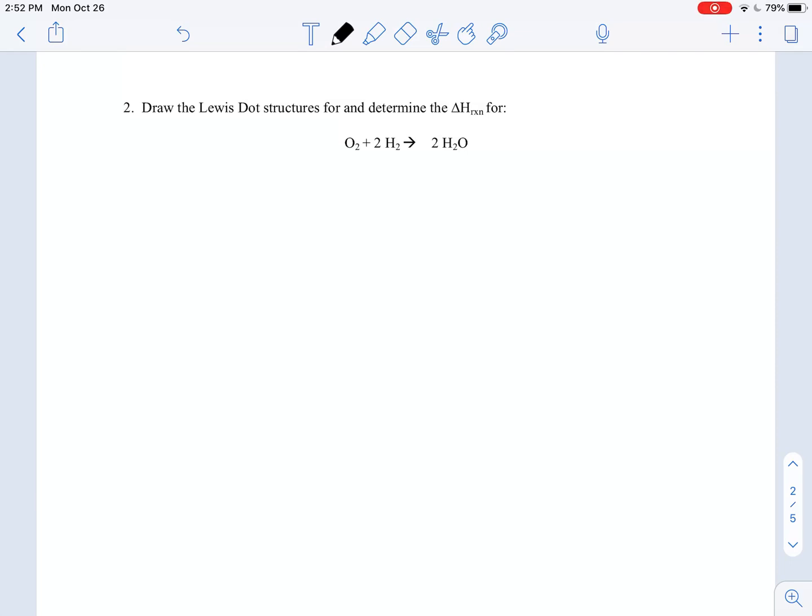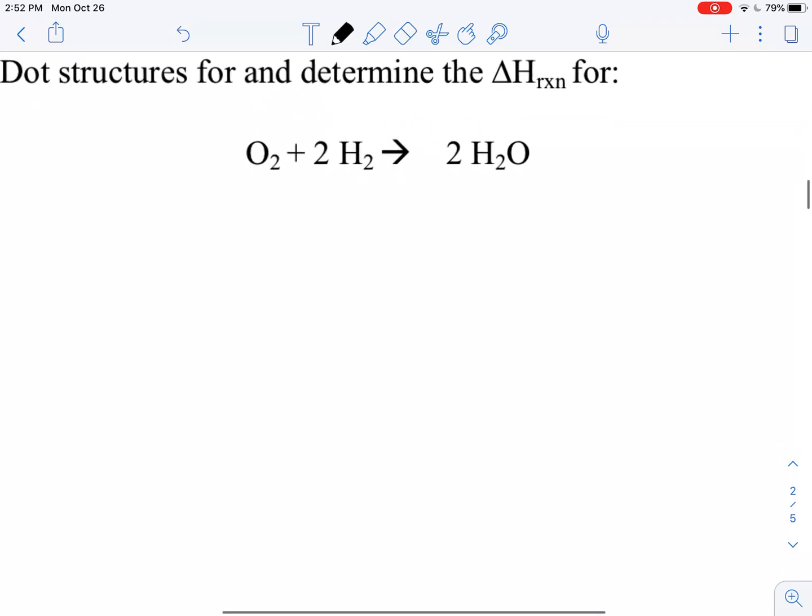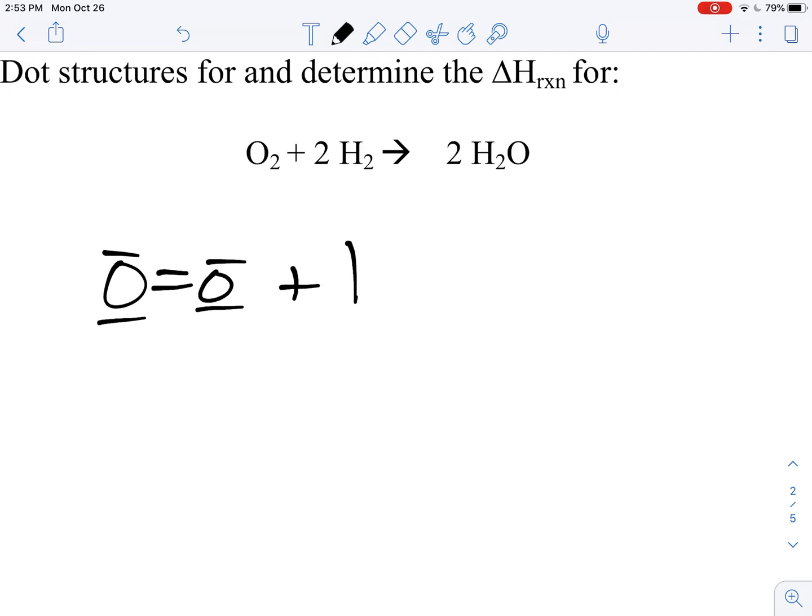Number 2 is just like number 1, except I made you go through and do the Lewis dot structures for everything. So what do we have here? We have an oxygen, O2. So when you go to do the Lewis dot structure for this, you end up with a double bond with 2 lone pairs. And then we have a hydrogen, which is about the simplest bond that you can get, but don't forget that there's 2 of them, so it's that.